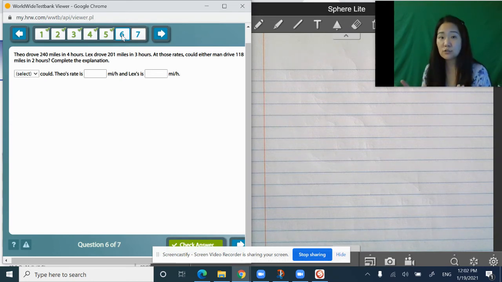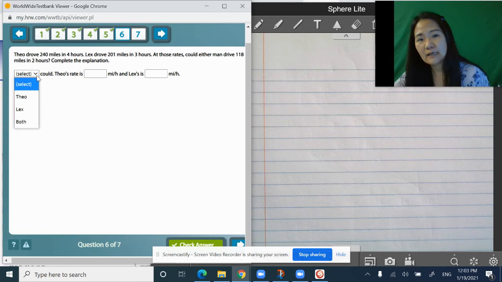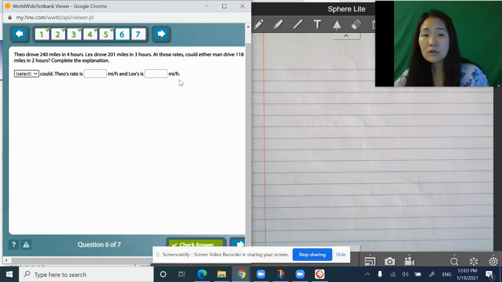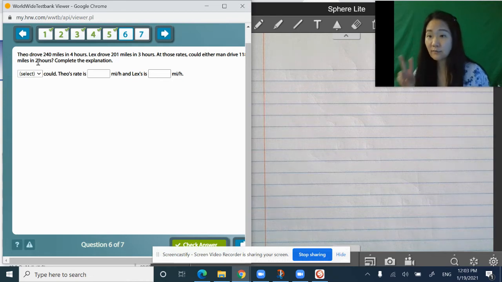big picture. I'm going to choose a certain way of doing this, which is going to be using the unit rate. And I'll explain why. Because when I look at my answer choice, I can already tell I need to select an answer. And then it says Theo's rate is blank miles per hour and Lex's is blank miles per hour. So in addition to answering, can they drive 180 miles in 2 hours? I need to find out for 2 hours, but I also need to find out the unit rate.